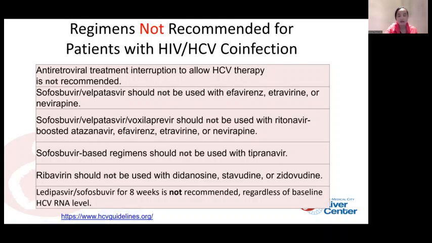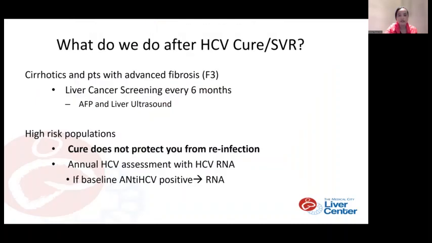So what do we do after curing the hepatitis C in our co-infected patients? In patients with cirrhosis and patients with advanced fibrosis, you have to make sure that they continue to follow up with their gastro or liver doctor to make sure that liver cancer screening is continued every 6 months, and that's with an alpha fetoprotein blood test and a liver ultrasound. These tests should be continued even if HCV RNA is now negative.